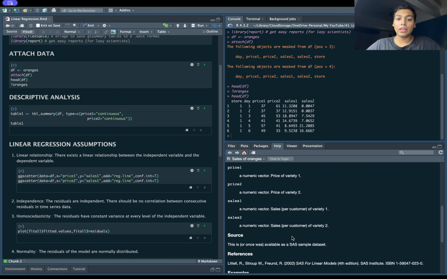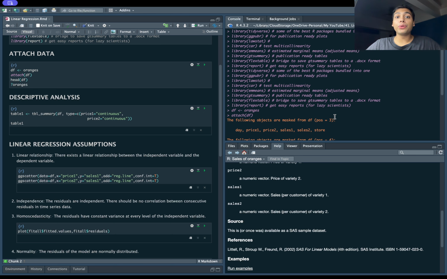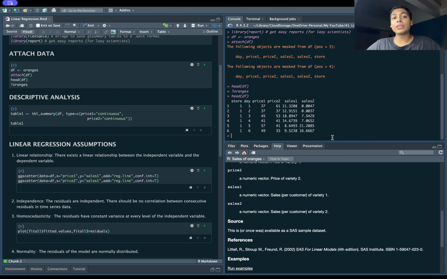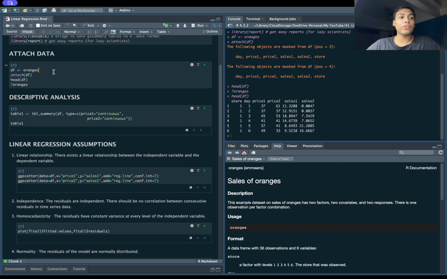So let us get straight into how we pre-process data, what assumptions need to be met, and how we write the syntax and interpret results. So this chunk of code essentially assigns this oranges dataset to an object df. Df is data frame, and it is easy to write df instead of oranges, obviously.